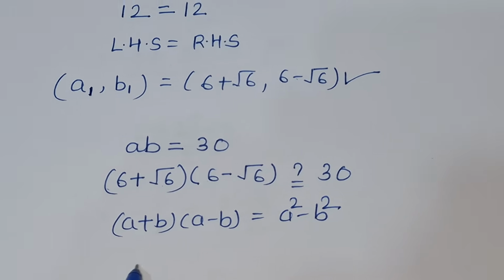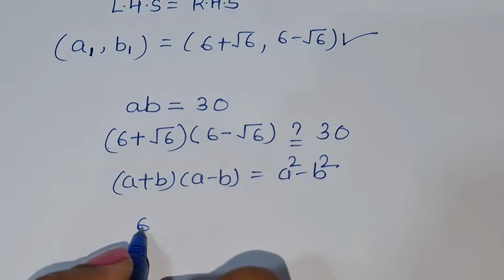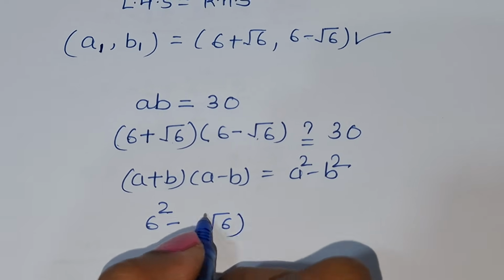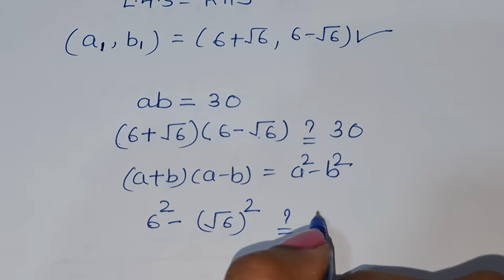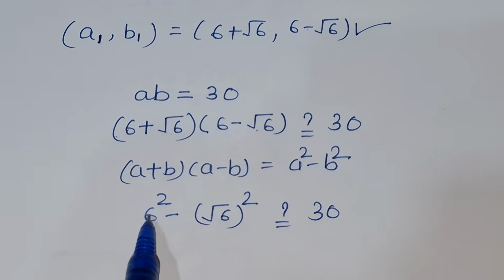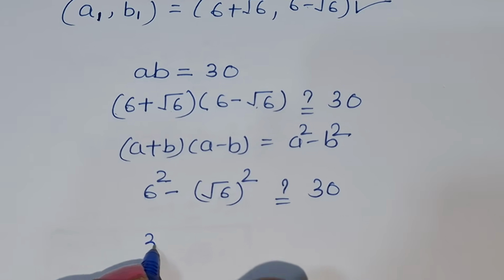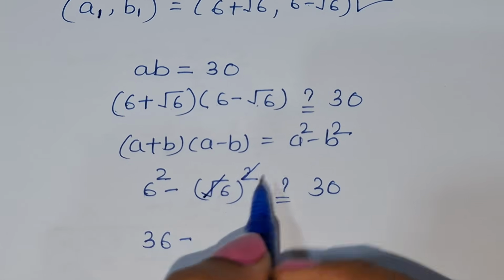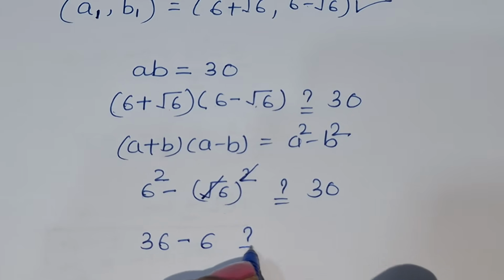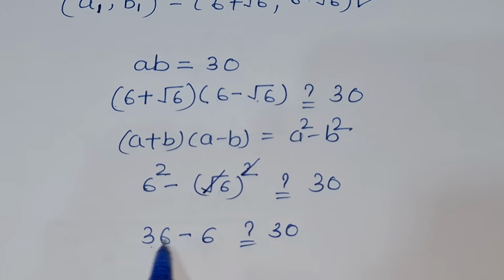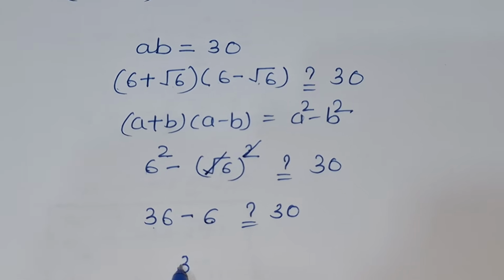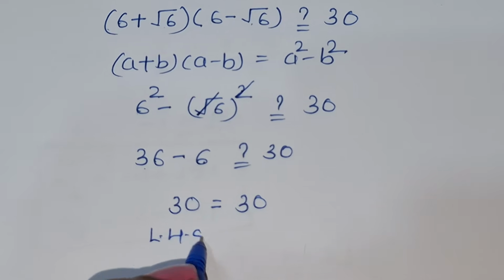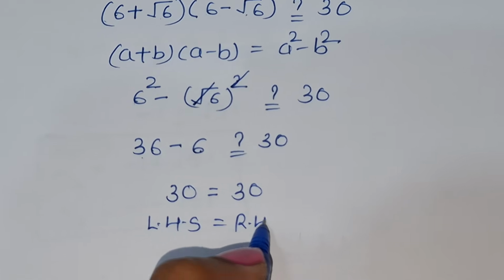So it will become a square, that is 6 square, minus b square, where b is square root of 6, so square root of 6 square, question mark, 30. Now 6 square is 36 minus, here square and here square root, so the square cancels the square root, question mark, 30. Now 36 minus 6 will become 30, so 30 is equal to 30. So here again LHS is equal to RHS.